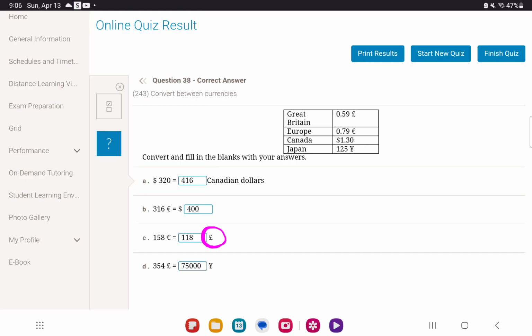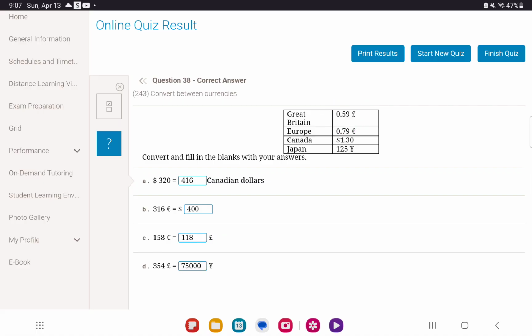Okay, so here they want it in UK dollar, UK euro. I really do not know what these signs are. So if they want it in that, first we change it to dollars and then we multiply by whatever you need to multiply to get it to UK. So now we found that 158 euros is $200. Now that answer times 0.59, because that's how much you get in Great Britain, is 118, whatever that sign is.